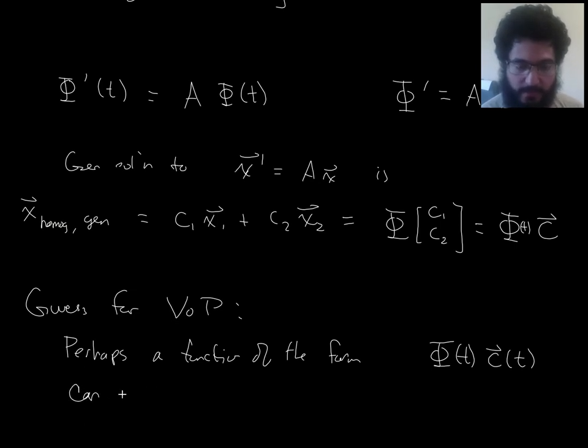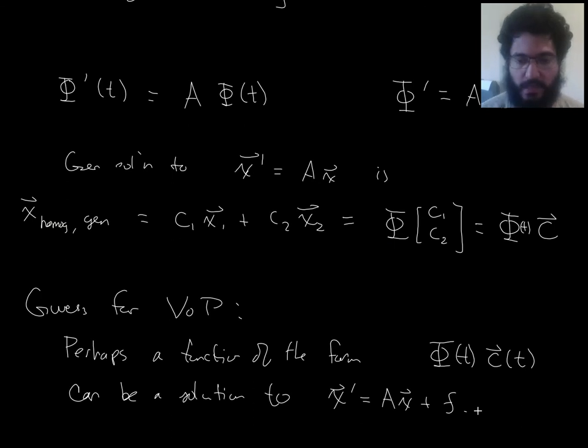can be a solution to the non-homogeneous differential equation x prime equals ax plus f. And remember here, f can depend on time. So there's the varying of parameters. So this is our guess. So let's plug in our guess. So we're guessing x equals this. X of t equals this vector valued function of time.